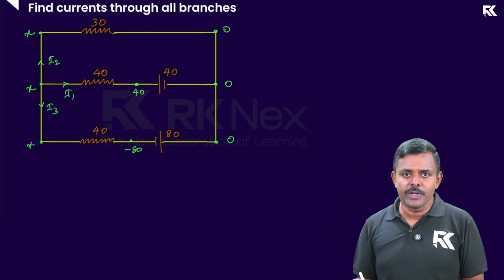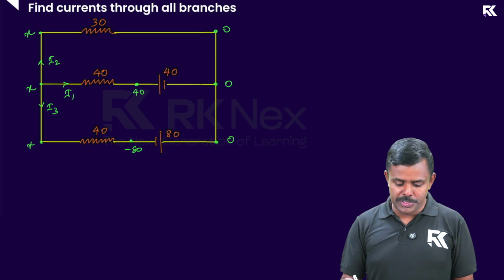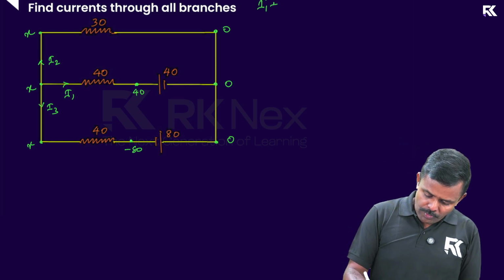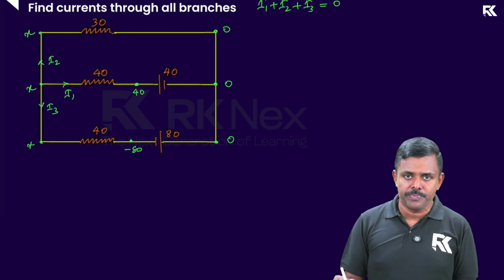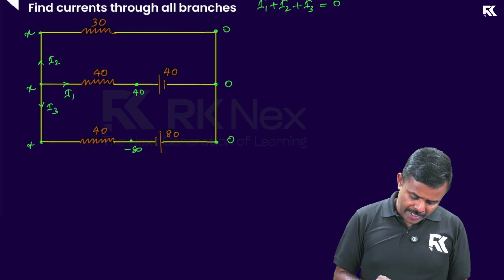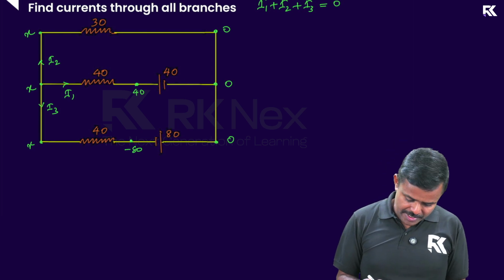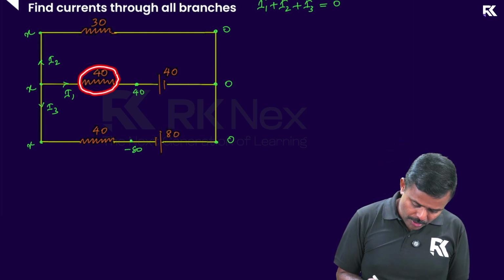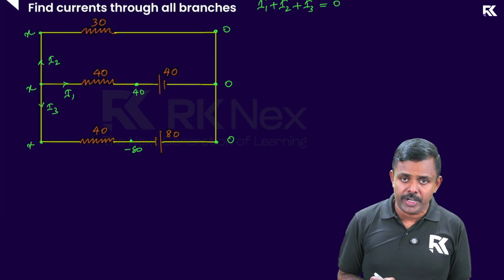What is Kirchhoff's junction law? At this junction, sigma I is equal to 0, or I1 plus I2 plus I3 is equal to 0. What is I1 here? I1 is the current through this resistance, right? You have to write it as potential difference by resistance. What is the potential difference across this resistor? The left end is at X, the right end is at 40.